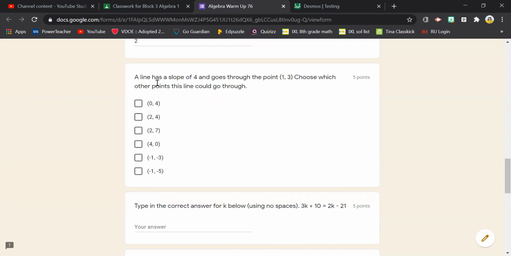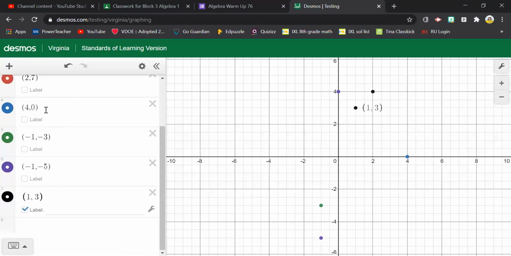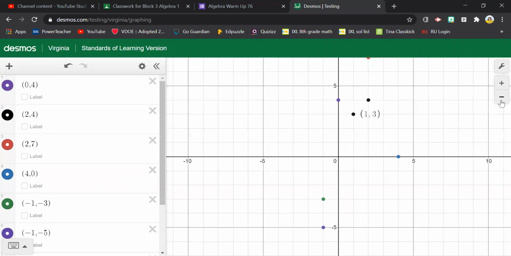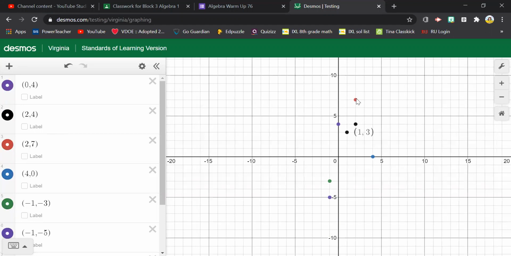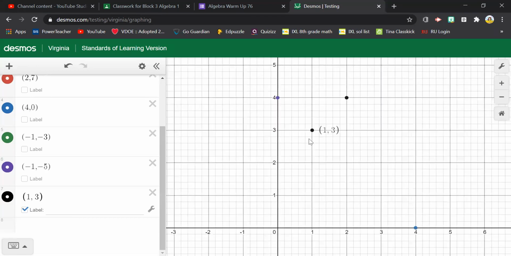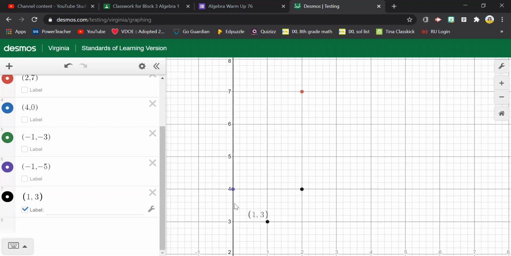All right, this one, a line has a slope of 4 and goes through the point (1, 3). Choose which other points this line could go through. I'm going to explain 2 different ways that you could do this one as well. One way is to just copy and paste all of those ordered pairs into Desmos and look at them on the graph, okay? There's actually one up here too. We can't really see that good. And I've chosen to label the one ordered pair that they gave us in the question. So that's this point here, (1, 3). I'm going to focus on the points up here first.